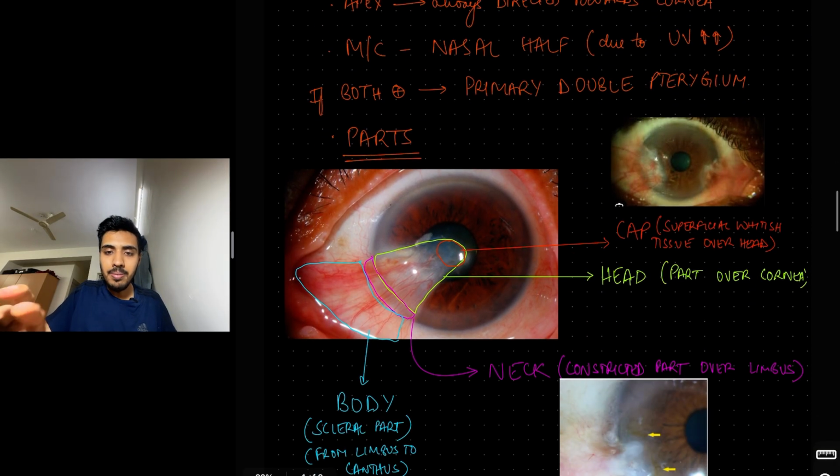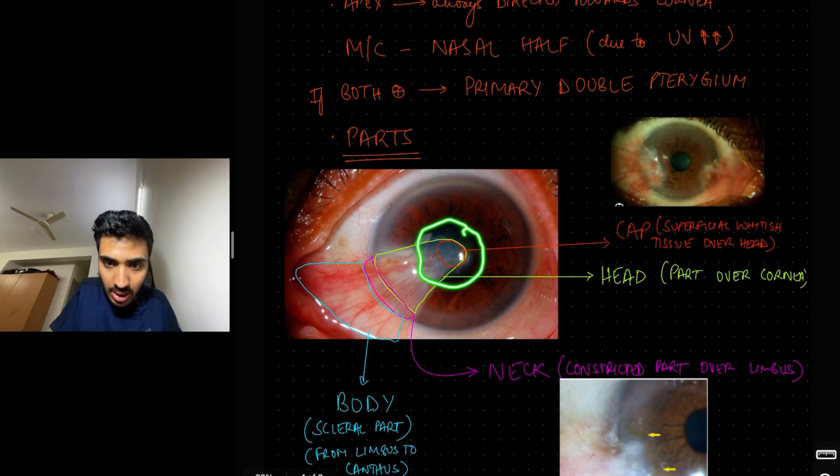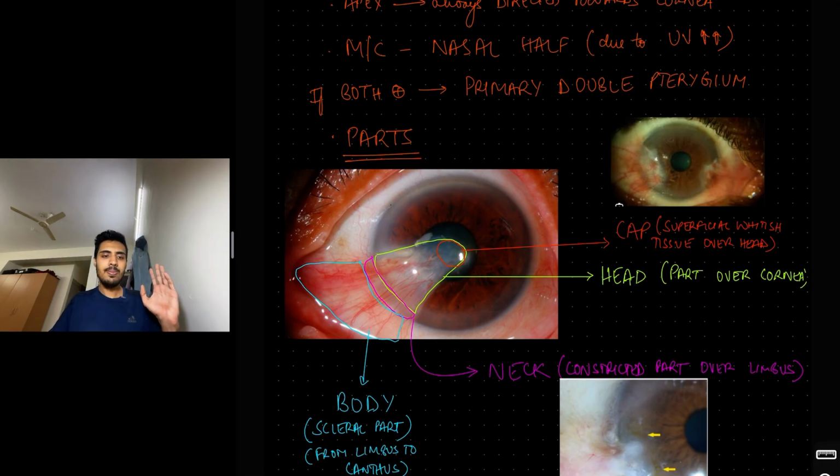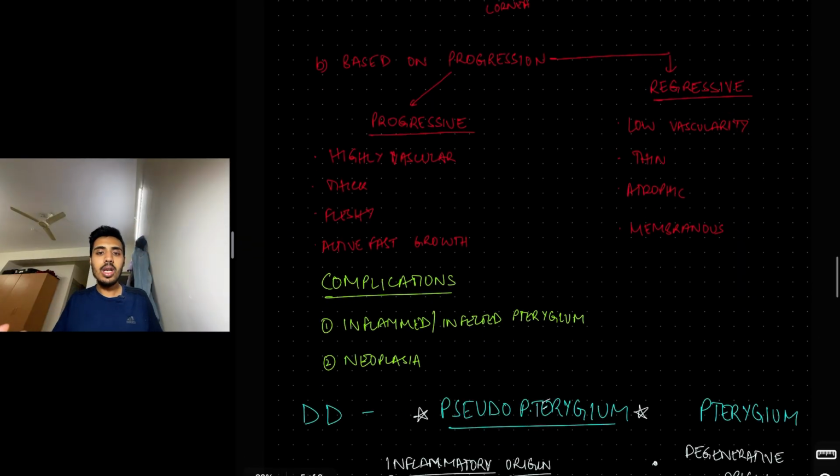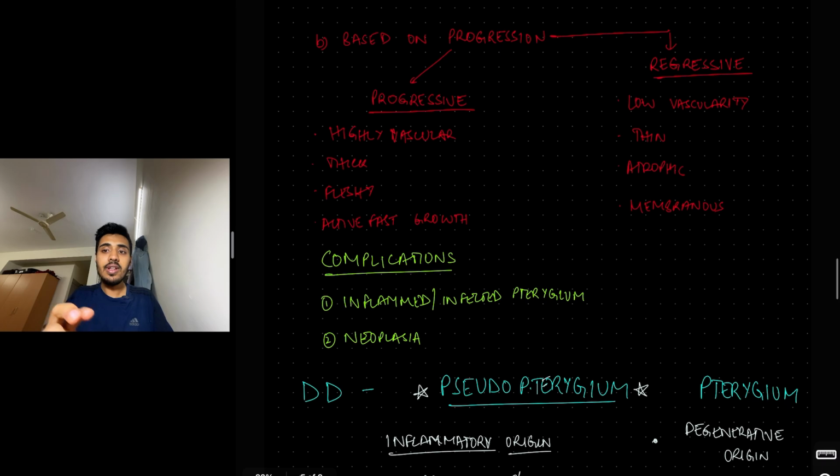Here look at the diagram. Here this is the pupillary margin. So if it comes also onto the pupillary margin, then automatically you can say it is type 3 pterygium. You don't need to measure it or anything. So type 1 is 2 mm, type 2 is 4 mm, and type 3 is 4 mm along with encroaching the pupillary margin. Then based on progression, you have progressive pterygium, regressive pterygium and stationary pterygium.